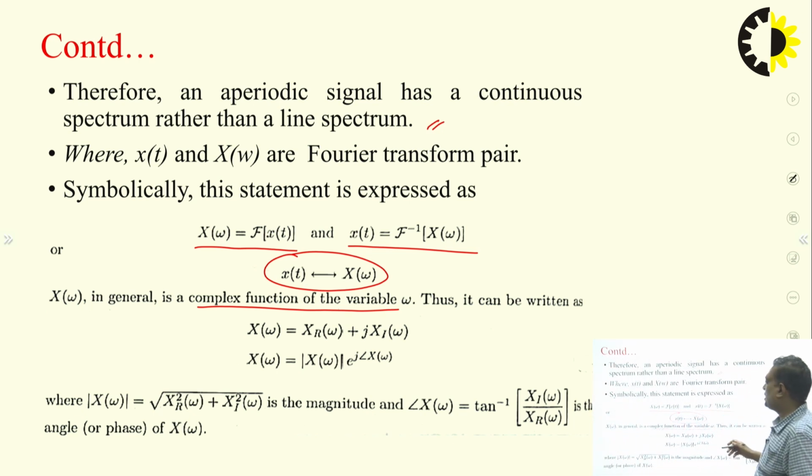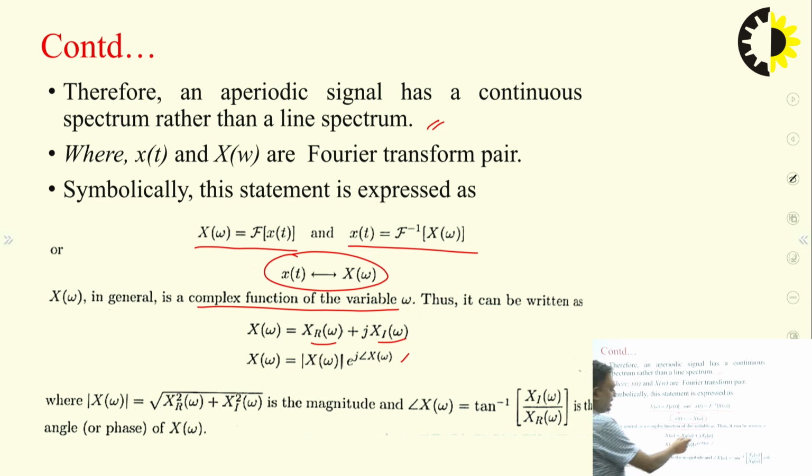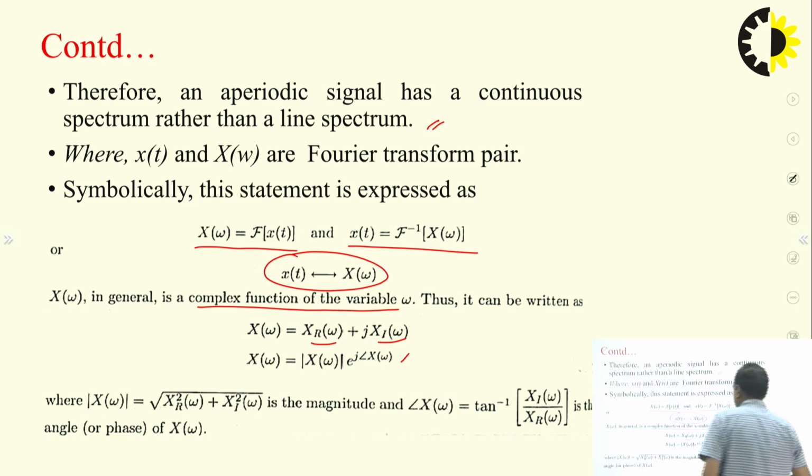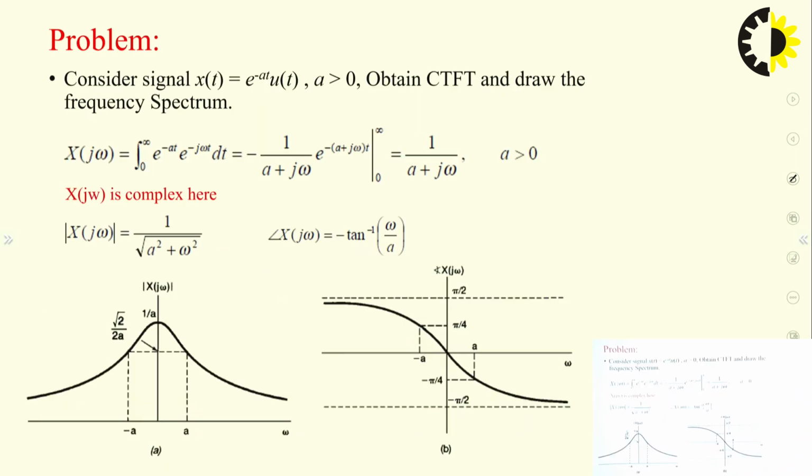So this X(ω) can be written as X_r(ω) plus jX_i(ω), and we can also write it in polar form, |X(ω)| e^(j∠X(ω)), where |X(ω)| is nothing but the square root of real part squared plus imaginary part squared, so the square root of X_r²(ω) plus X_i²(ω). If you calculate the angle, ∠X(ω) will become tan inverse of imaginary part upon real part. Okay. Now we will see some problems based on the continuous time Fourier transform.